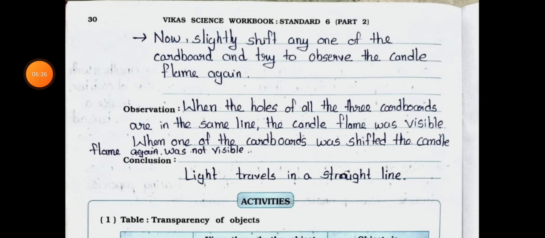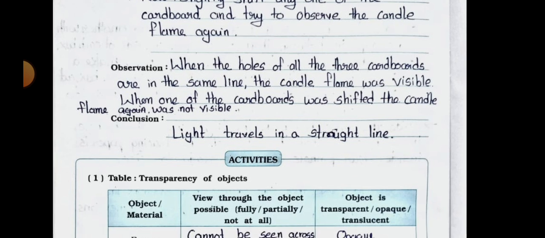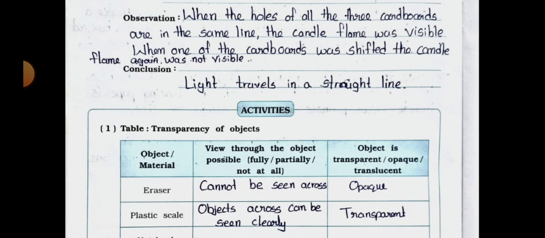Now slightly shift any one of the cardboards and try to observe the candle flame. Observation: When the holes of all 3 cardboards are in the same line, the candle flame was visible. When one of the cardboards was shifted, the candle flame was not visible. Conclusion: Light travels in a straight line.